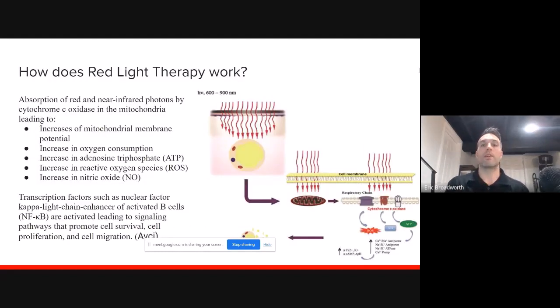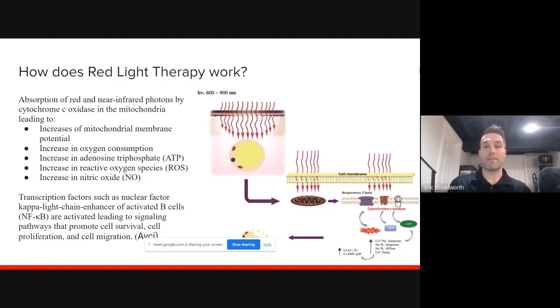So how does red light therapy work? This is what a lot of people ask, and you need to be able to talk about this with your patients and clients. Red light therapy works by the absorption of red and near infrared photons. Those specific wavelengths activate the cytochrome C oxidase in the mitochondria. This activation leads to an increase of mitochondrial membrane potential, an increase in oxygen consumption, an increase in ATP, an increase in reactive oxygen species, and an increase in nitric oxide.